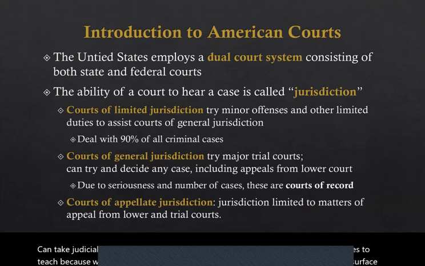So, in the United States, we have a dual court system, right? So we have state and federal courts. That's what we mean by dual. And we've talked about how we actually have 51 systems, but the dual court system notion still plays, right? There's state courts and there's federal courts.